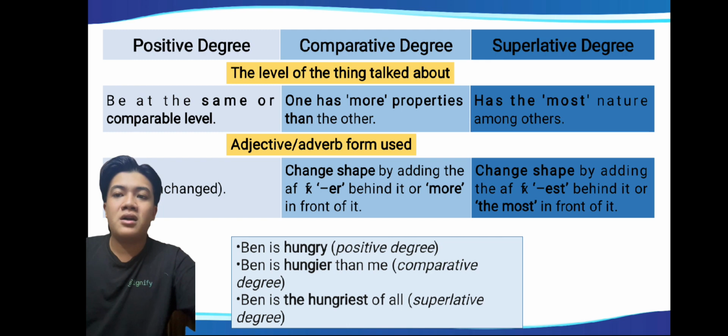Adjective or adverb form use. Positive degree: fixed or unchanged. Comparative degree: changes shape by adding the affix "er" behind it or "more" in front of it. Superlative degree: changes shape by adding the affix "est" behind it or "the most" in front of it.